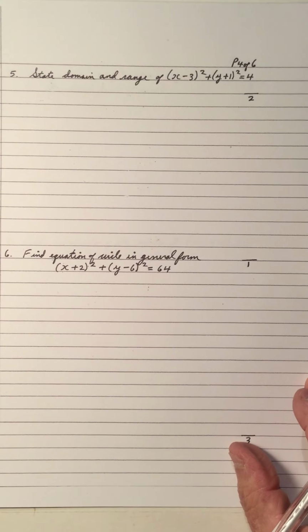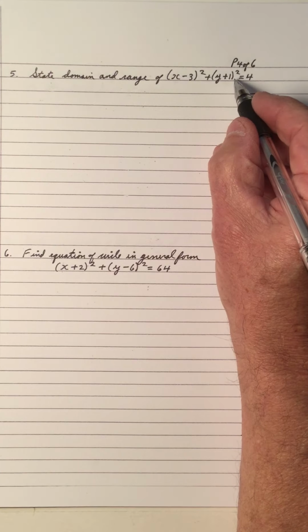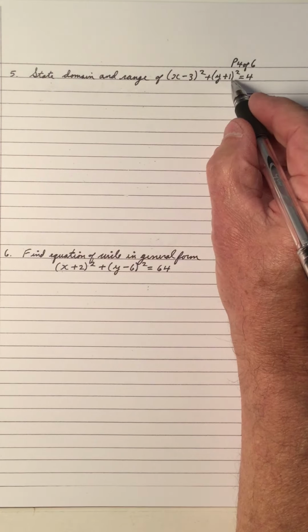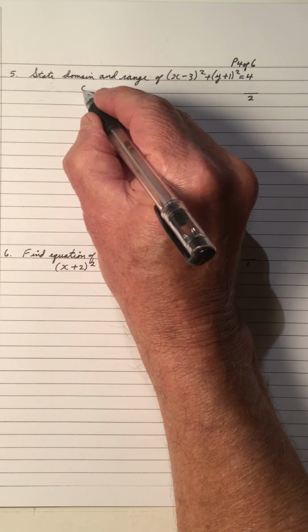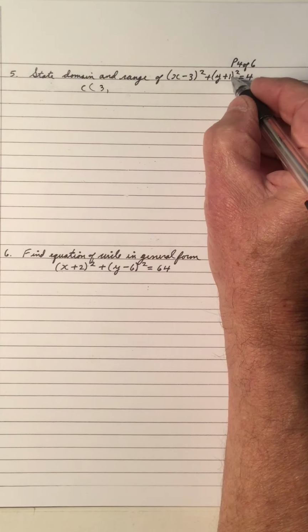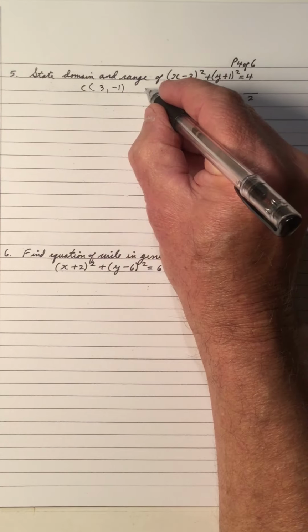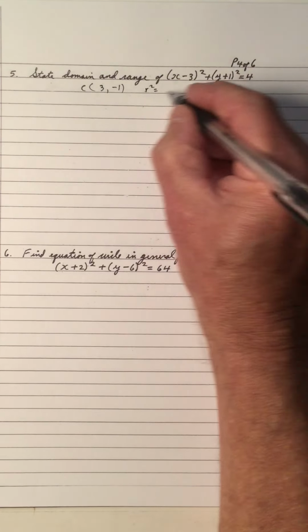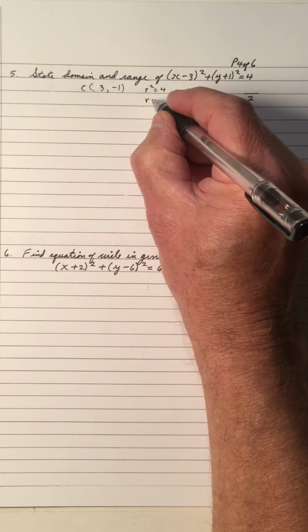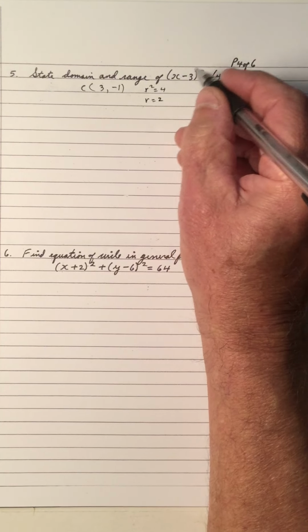Number 5, state the domain and range of this circle equation. It's a circle equation in standard form. First of all, let's get the center. The center of the circle is the opposite of negative 3, which is a 3, and the opposite of a plus 1, which is a minus 1. And r squared is equal to 4, so the square root is plus or minus 2, but the radius is 2.